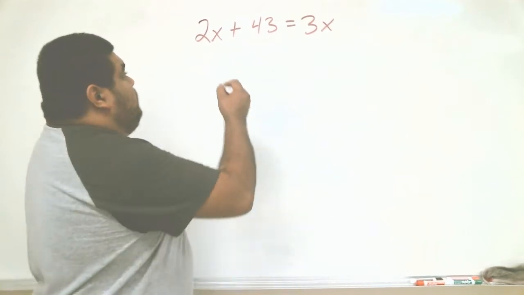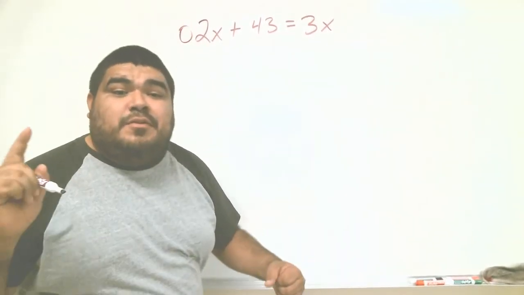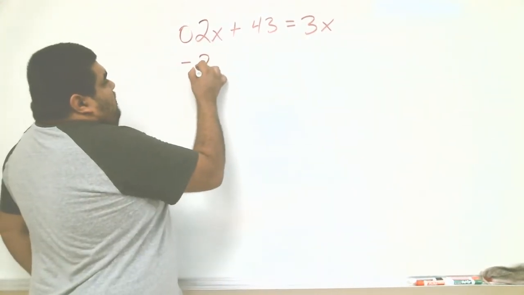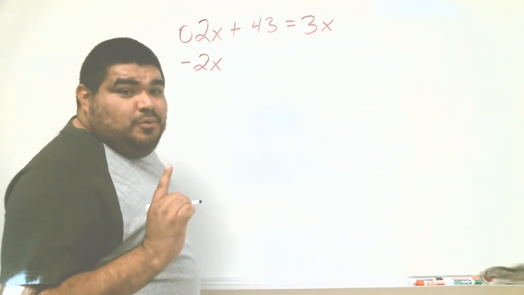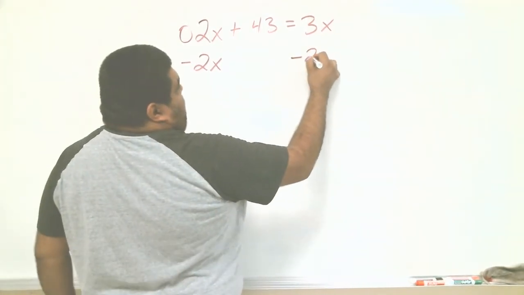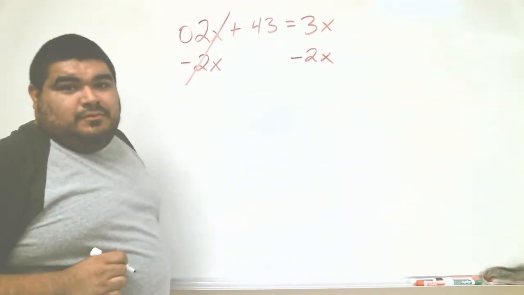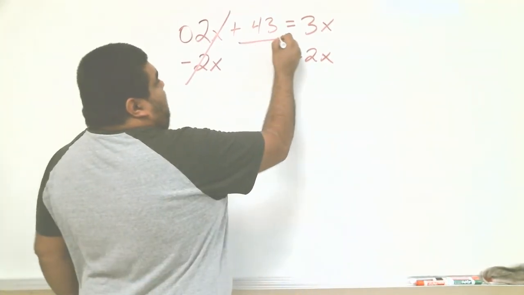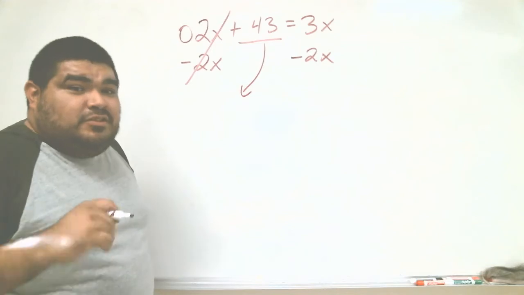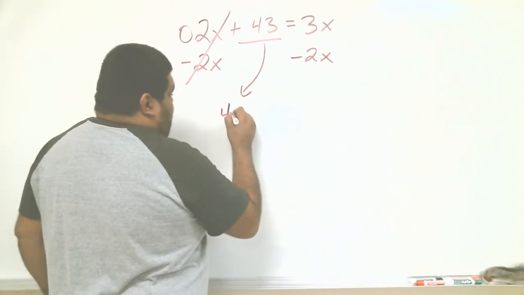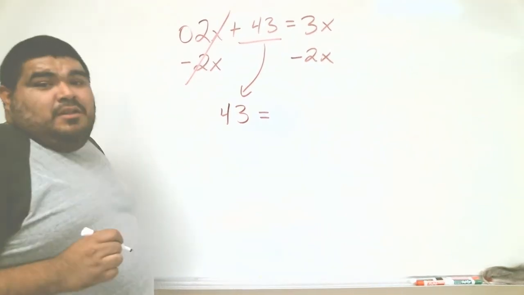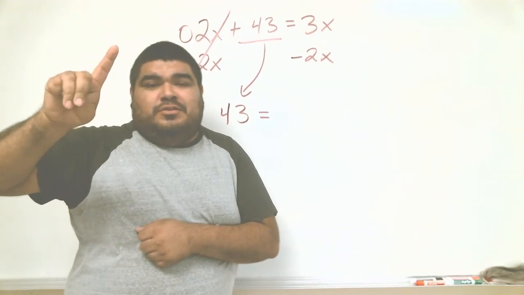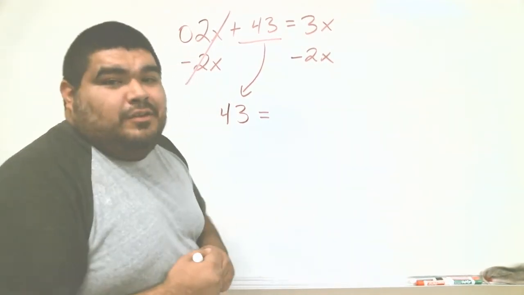Remember, if it's positive 2x, the opposite to move it to the other side of the equal sign is negative 2x. Whatever you do to the one side you have to do to the other. Minus 2x. 2x minus 2x is 0. We're left with the 43, right? We haven't touched the 43. 43 is by itself. So we have 43 equals 3 minus 2. Remember, 3 subtract 2 is 1. We're left with 1, so we have 1x.